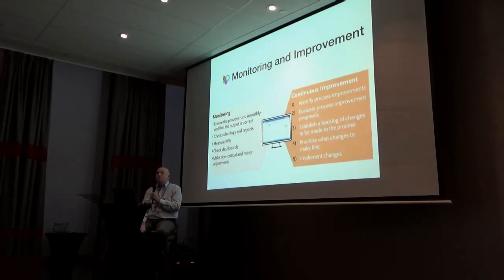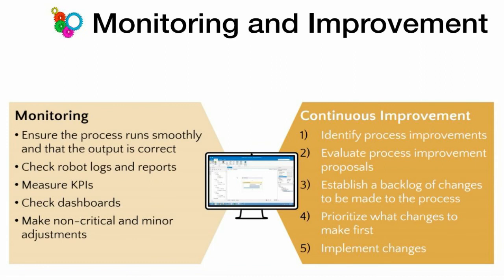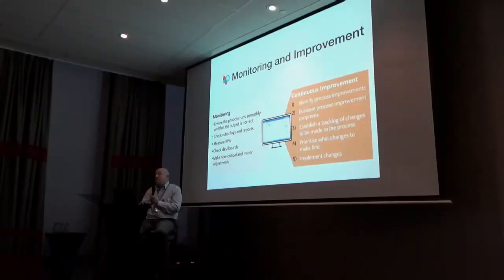And after, you monitor the system, ensure that the process runs smoothly and that the output is correct. Check the robot log and report to see that it is correct also. Make some KPIs to see if it is real that you win some time by creating it. Check the dashboard, make non-critical and minor adjustments. And after, you can also try to improve your process by identifying process improvements, evaluating process improvement proposals, establishing some changes, prioritizing which change to make first, and implementing the change. This is the last step for implementing this kind of project.